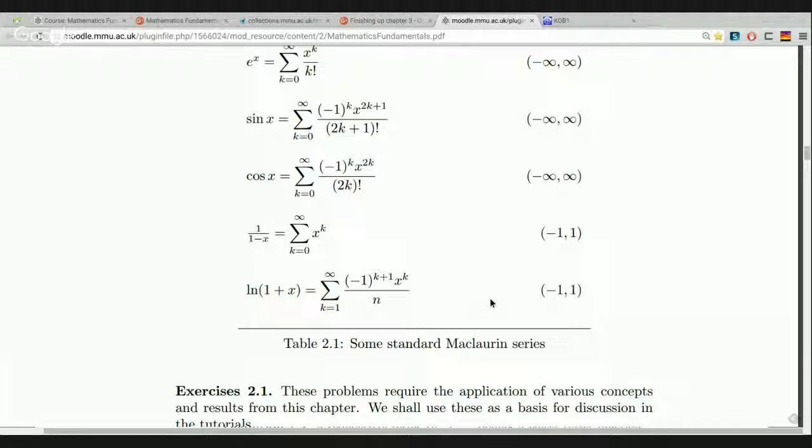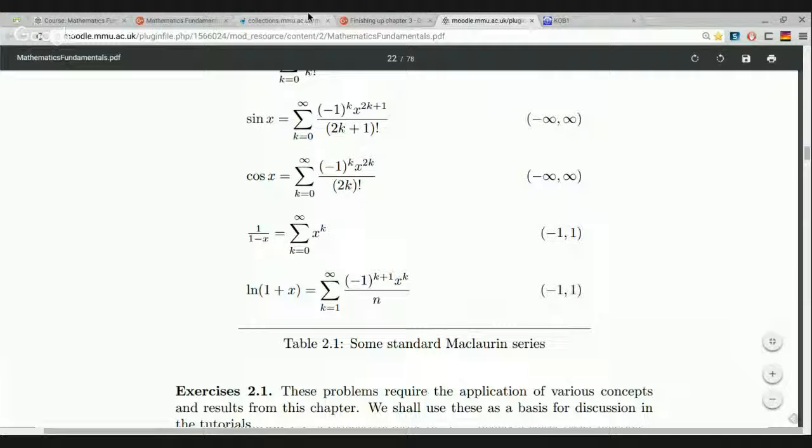We just got a few minutes left, so too much time.